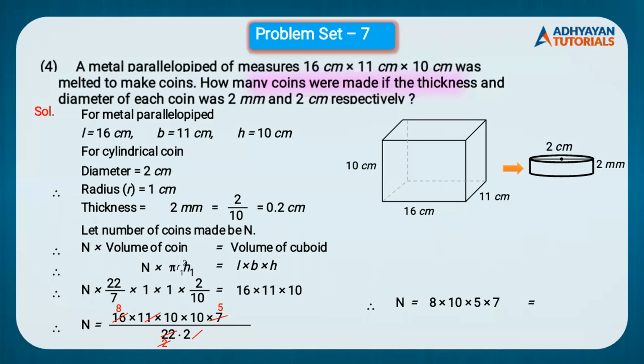Yes. So all of you have got this answer. N is equal to 2800. So how many coins were made? We can say from a parallelopiped, 2800 coins were made. Is it clear to all of you?